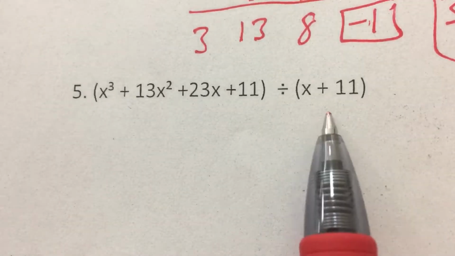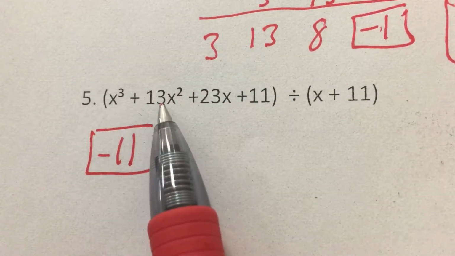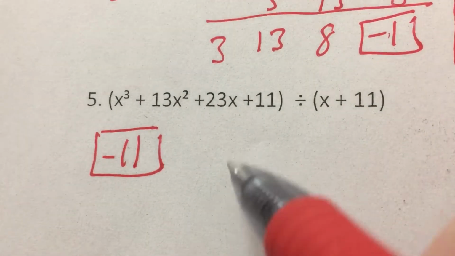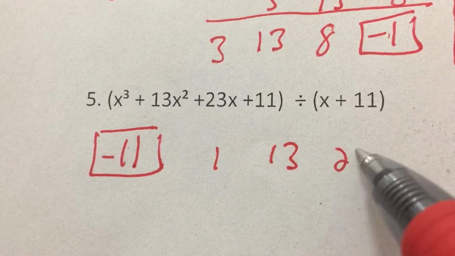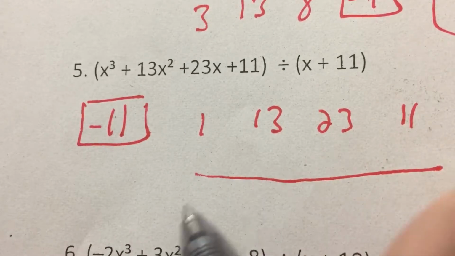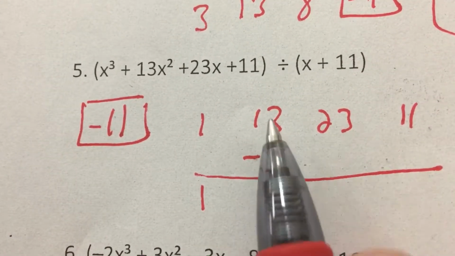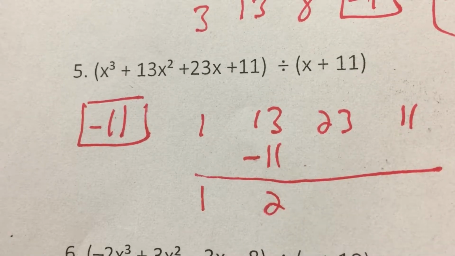Number 5, box number is going to be negative 11. Coefficients are 1, 13, 23, 11. One drops below the line. Negative 11 times 1 is negative 11. 13 minus 11 is 2.